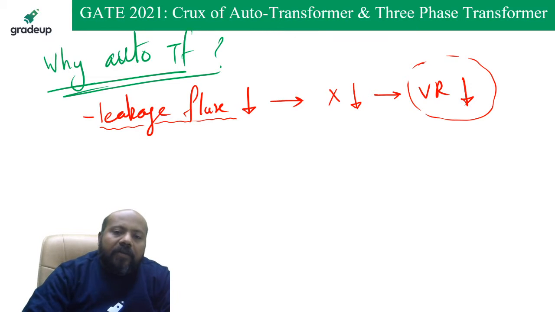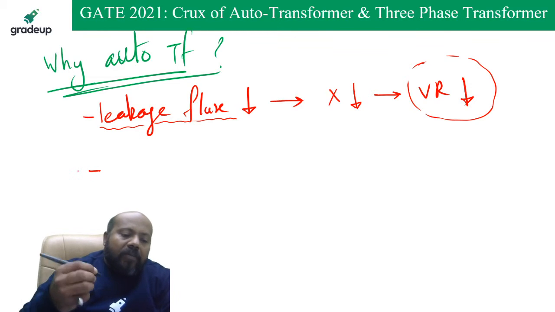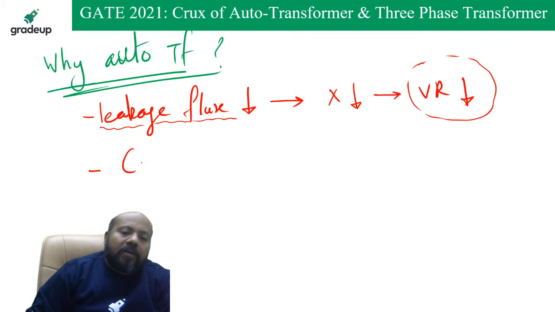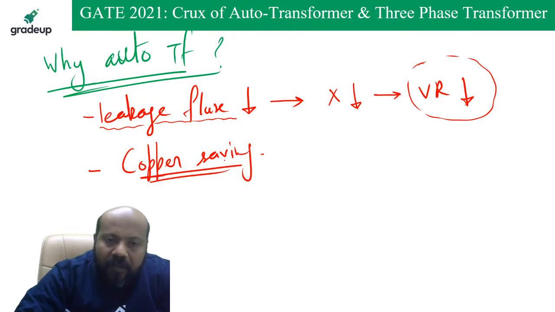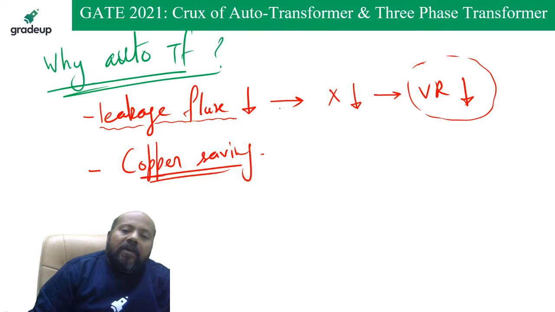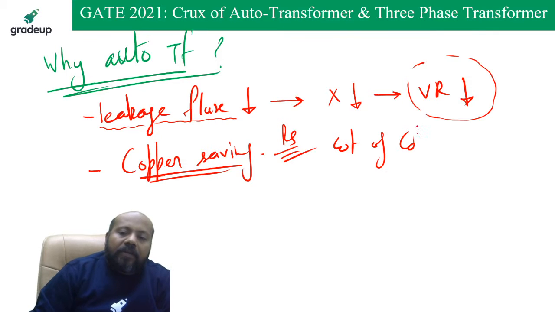Are you getting this idea clear in your mind? Second, because you are using just one single winding instead of two windings, there is going to be some copper saving. What is the meaning of copper saving? I want to ask you, if you go to a shop and you want to buy some copper, what will you say? You will say the weight of the copper. Yes or no? Because copper is a solid thing, so saving or rupees is going to be decided by the weight of the copper.